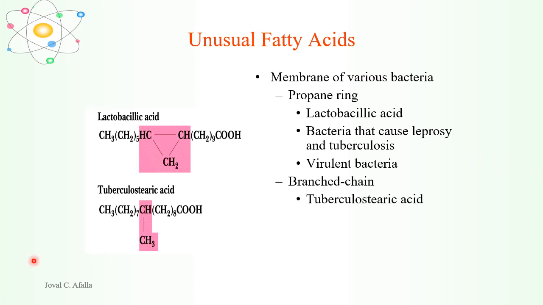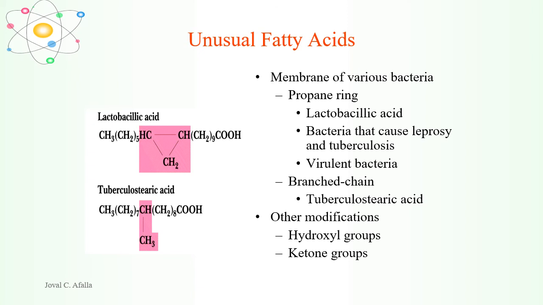They can also have some branch chains, for example, in tuberculostearic acid. There can be other modifications, such as addition of hydroxyl groups. If there are hydroxyl groups, reminder from your organic chemistry, they can be oxidized into the ketone group, or even epoxides or methoxy groups.